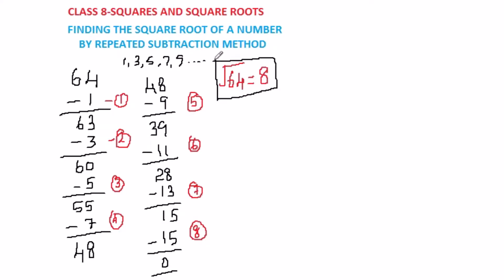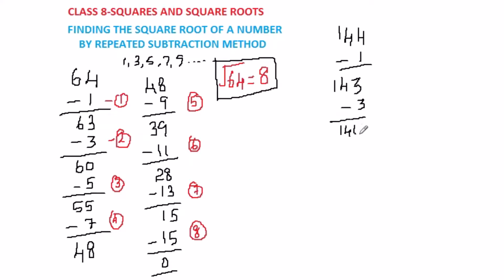Now consider another number, for example 169 or 144, a 3-digit number. Let us consider the number 144. First I'll subtract the first odd number 1, and you will get 143. This is very important: subtract carefully. Then minus 3, you will get 140.